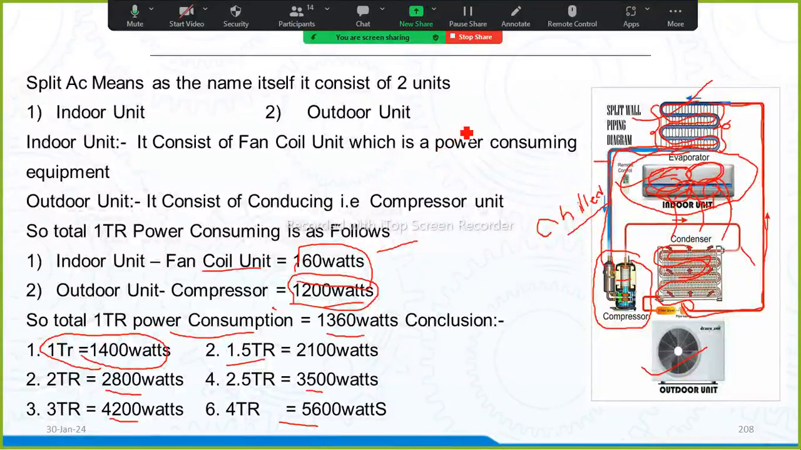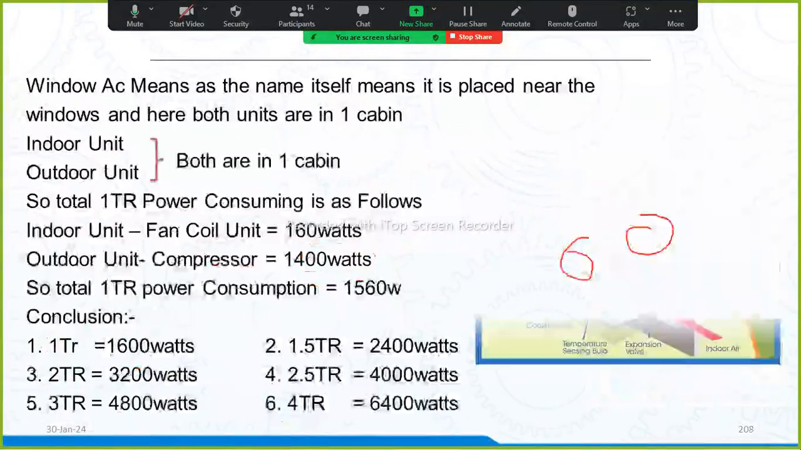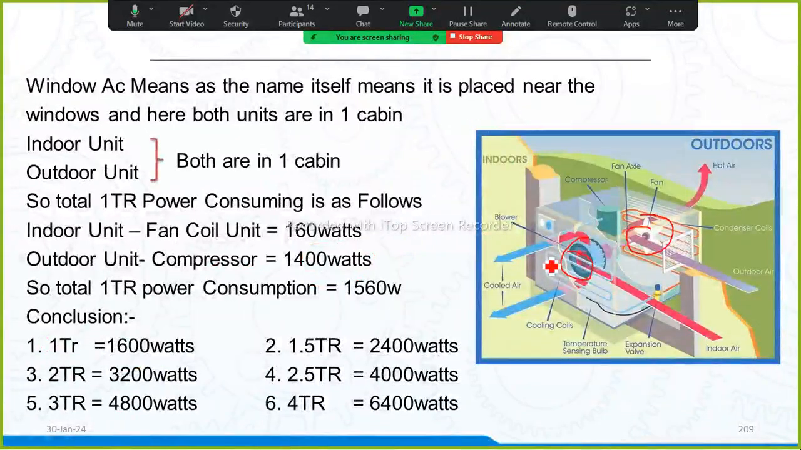Window AC means both the things are in one cabin only. Indoor unit and outdoor unit will be in one cabin. We cut the window and place this. So when you see a window AC, as the name says, it is placed near the windows and both units are in one cabin. Indoor unit, same fan coil unit, and outdoor unit are both in the same. When you see the power consumption, the indoor fan coil unit is 160 same, but the compressor capacity is 1400 watts.